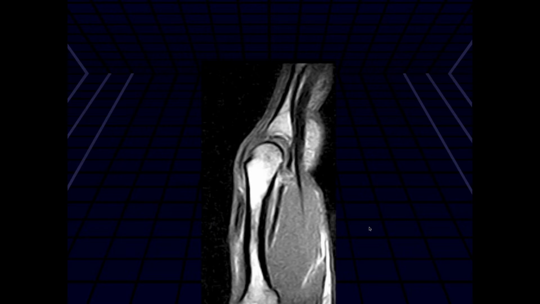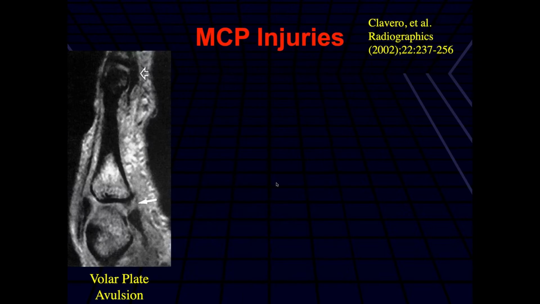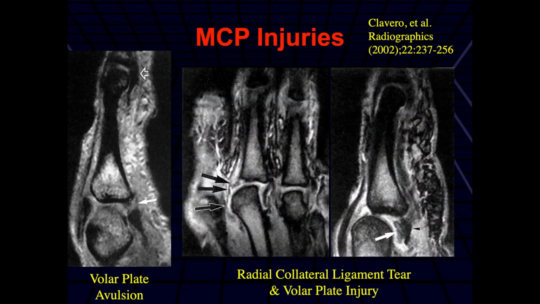So we're looking at the PIP joint here. Looks like there's, again, a tear of the proximal portion of the volar plate, and there's some dorsal displacement of the proximal phalanx. And here's another hyperextension injury where we see a volar plate avulsion from attachment to the base of the metacarpal. This particular patient also had a tear of the collateral ligament and obvious instability of the joint space there.